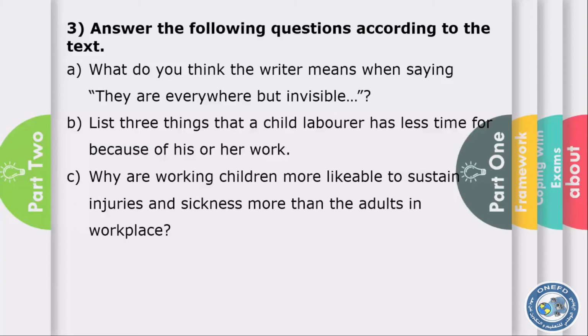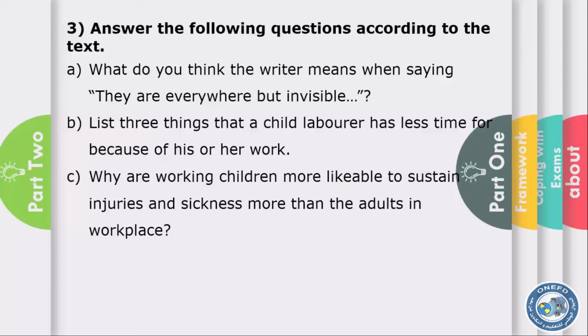So question B: list 3 things that a child laborer has less time for because of his or her work. Child laborer means a child that is working. This type of question requires you to list certain items that you find in the text, not anywhere else. So you pick out these 3 things from the text. If the question asks you to list 3 things, you list 3 things. If it asks you to list 2 things, you list 2 things. Nothing more and nothing less.